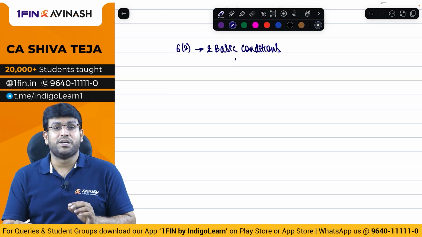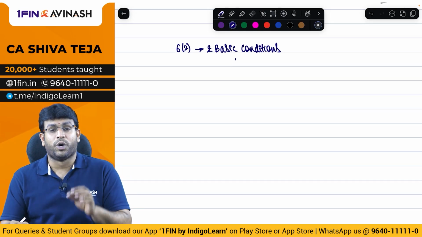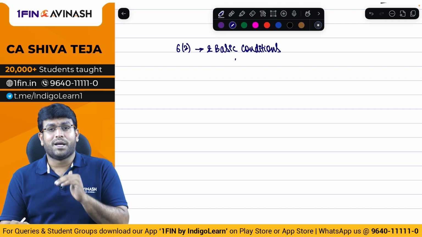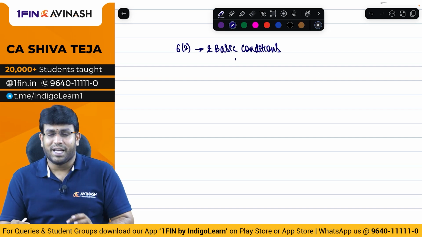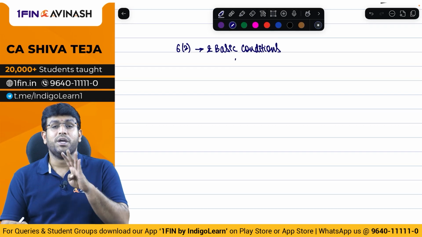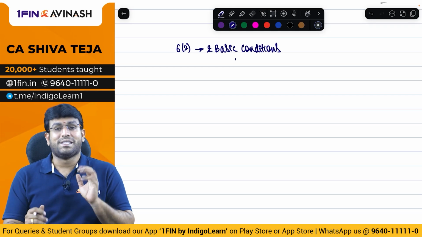And what are both the basic conditions? First one, he must be in India for a period of 182 days or more during the tax year. Or the second possibility is what? He must be in India for a period of 60 days or more during the tax year and 365 days or more during the 4 years preceding the tax year. That's the story of the basic conditions.